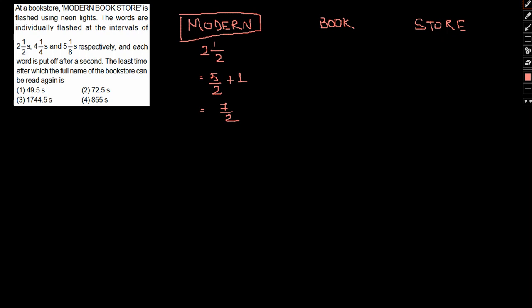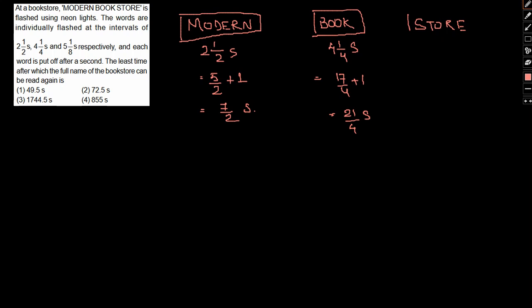Say this word Book is lit for 4 1/4 seconds, that is 17/4, and it is lit off again after 1 second. So 17/4 plus 1 is 21/4 seconds. The entire thing is shut down. Okay, the word is also put off after 1 second.